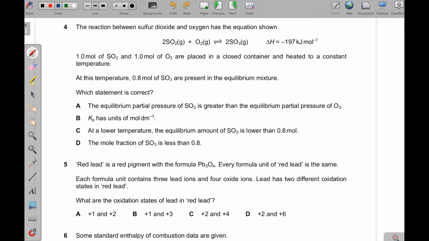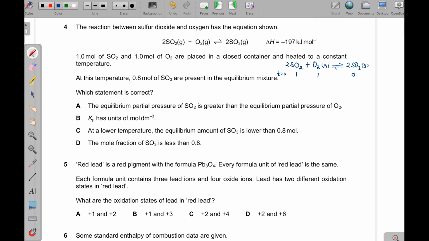Now, we are going to have this reaction here: sulfur dioxide plus oxygen, and then we get sulfur trioxide. This one is done in the contact process when we are producing sulfuric acid. Now, initially, at t equals 0, we have 1 mole here, 1 mole of oxygen, and nothing for sulfur trioxide.